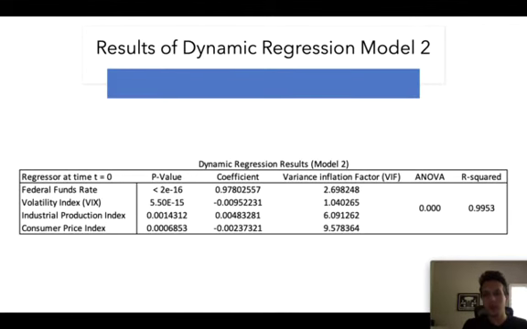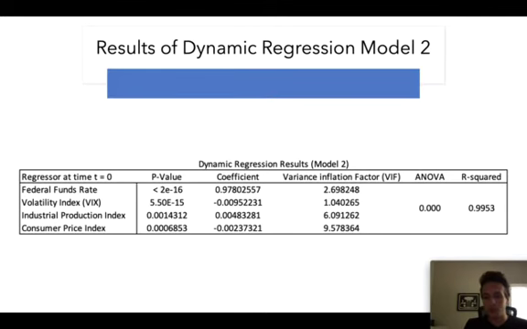The results of the dynamic regression model 2 were slightly improved. The federal funds rate is significant along with the VIX, the industrial production index, and the consumer price index, meaning that at this point, all our regressors are statistically significant. The variance inflation factors are all within range, namely less than 10. Our ANOVA is 0.000, meaning that it is statistically significant and that we have a model that has attributes of predictive power. Finally, we have our R squared, which has stayed the same, explaining 99.53% of the variation.